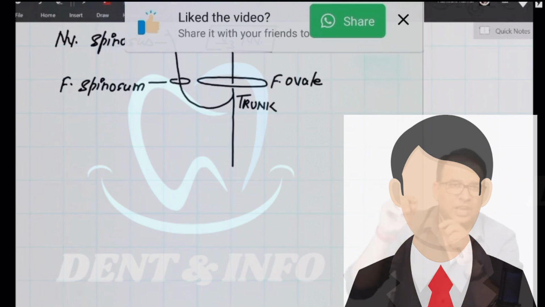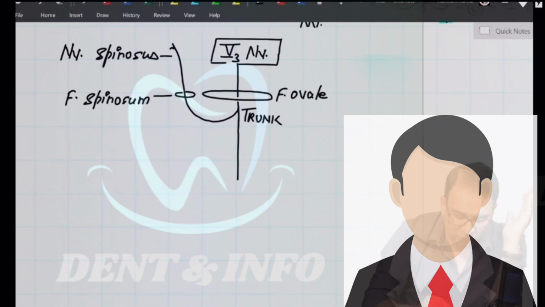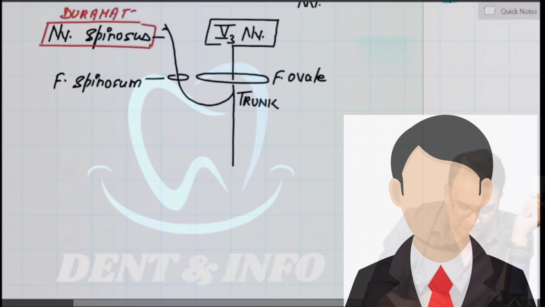And understand one thing: whenever you have a nerve going back into the cranial cavity, it is going for one reason only, and that is to supply the dura mater. There is no other reason. The only reason a nerve can go back into the cranial cavity is to supply the dura mater. This is one of the major nerves supplying the dura mater, guys, which I will discuss with you separately when I tell you more about the dura mater.